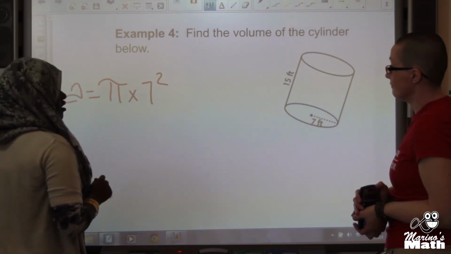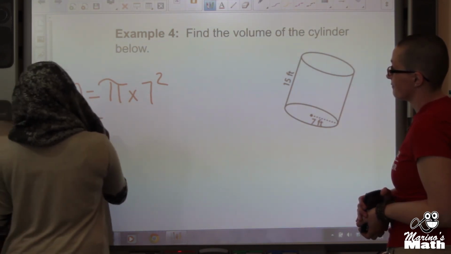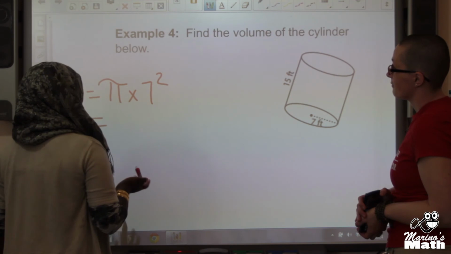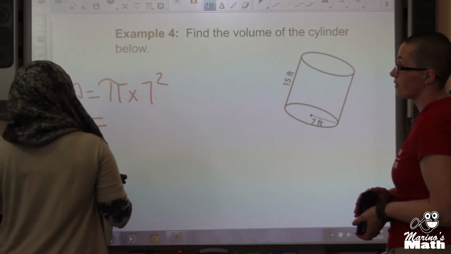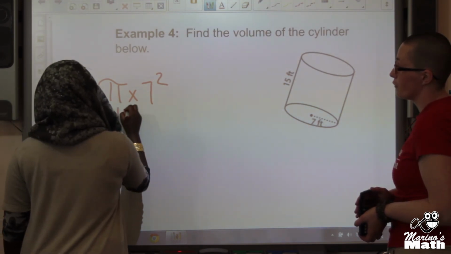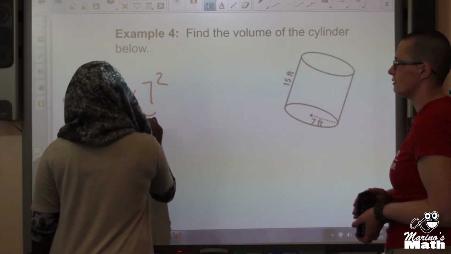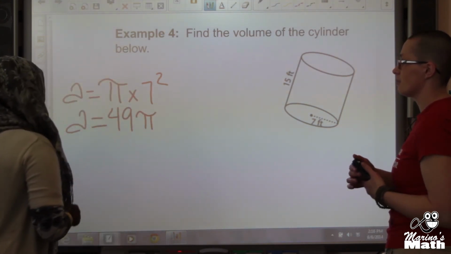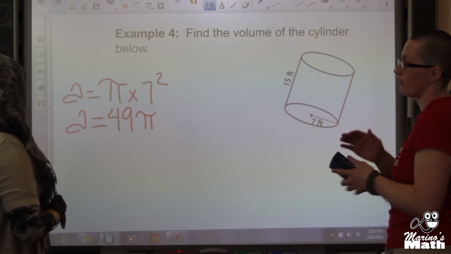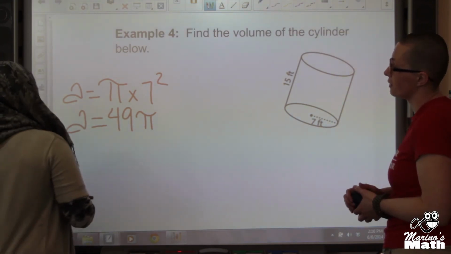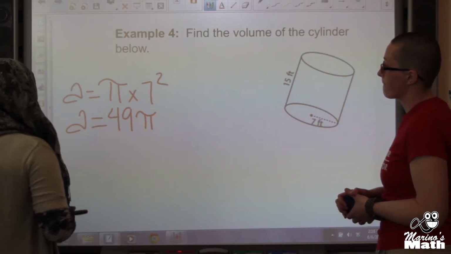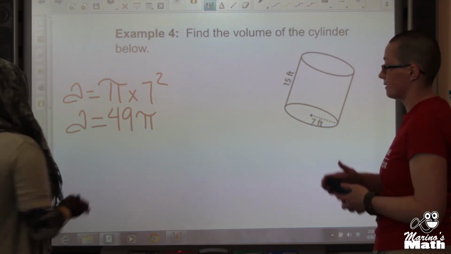Maybe 49. 49 times pi. It doesn't matter, honestly, which way you write it. I always like to write the number first because it sounds better for some reason. But because of multiplication, you can switch your factors, so it's totally okay to write it either way. Is it 15 times 49? Yes.